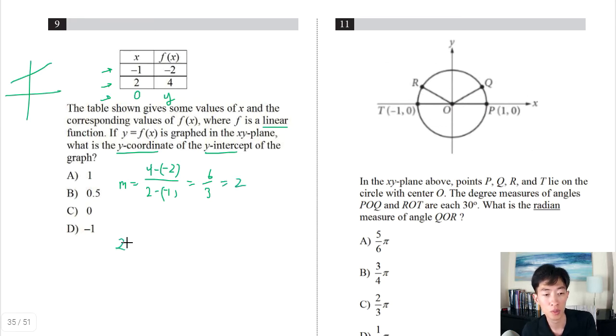Now that we know the slope is 2, let's plug in our other values. So 2 is going to equal y minus 4 divided by 0 minus 2. I could have chosen the first point also, but it doesn't really matter. So let's cross multiply. 2 times negative 2 is going to be negative 4 equals y minus 4. Add 4 to both sides, and you're going to get y equals 0. So the answer is actually that the line crosses the y-axis at the origin. And so the y-intercept is going to be 0, and the answer is C.